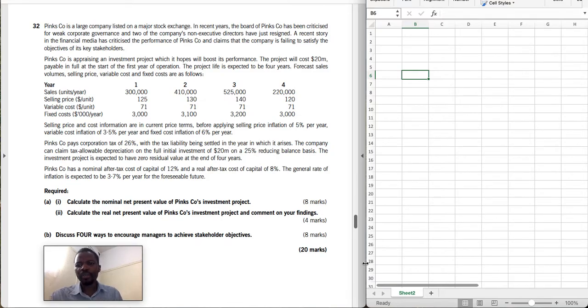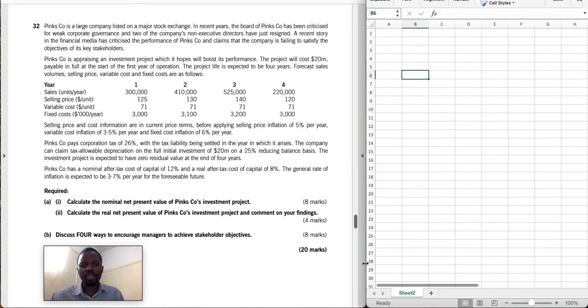Let's go to the scenario. Pink Co is a large company listed on a major stock exchange. In recent years, the board of Pink Co has been criticized for weak corporate governance, and 2 of the company's non-executive directors have just resigned. A recent story in the financial media has criticized the performance of Pink Co and claims that the company is failing to satisfy the objectives of its key stakeholders. Pink Co is appraising an investment project which it hopes will boost its performance.